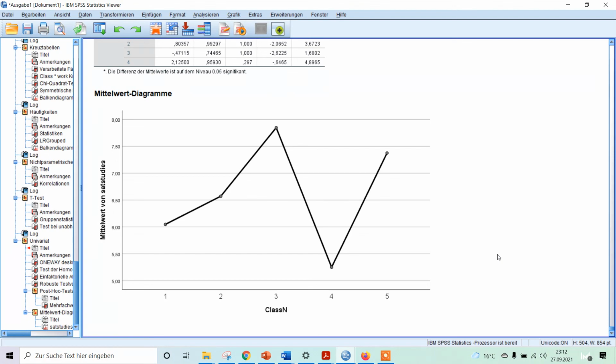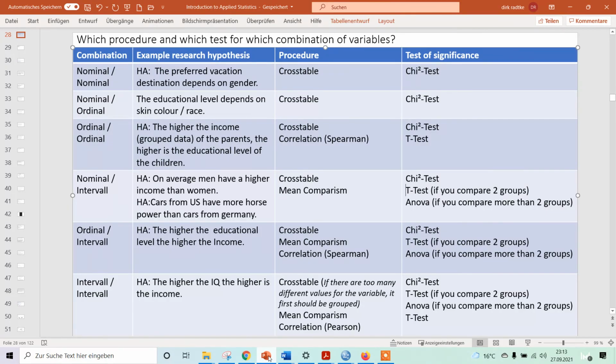Okay, so these were the main procedures we had so far. I hope this video is helpful for you to understand when to apply which procedure. And yeah, see you on Wednesday.